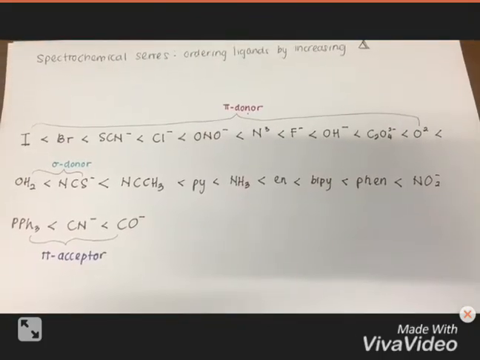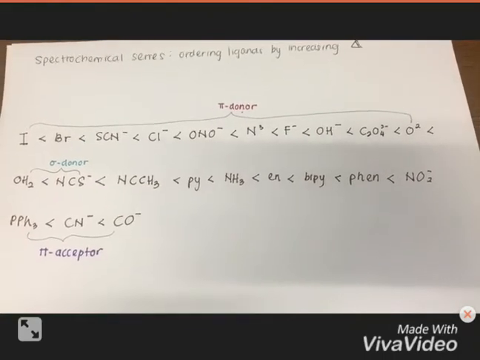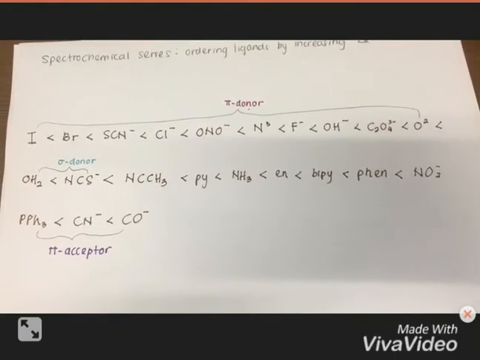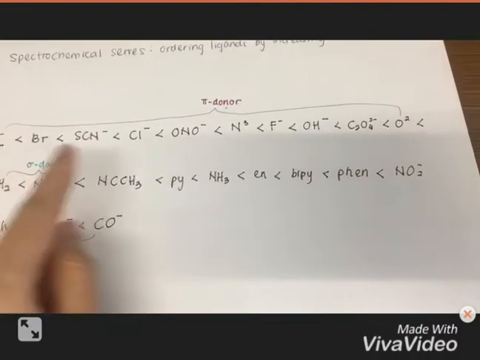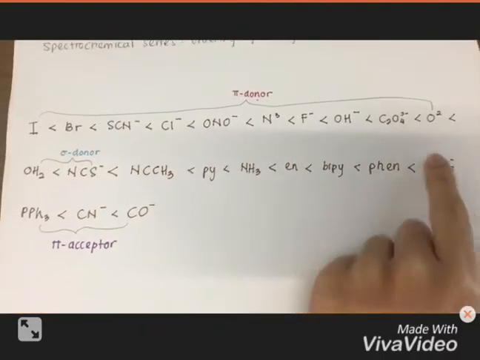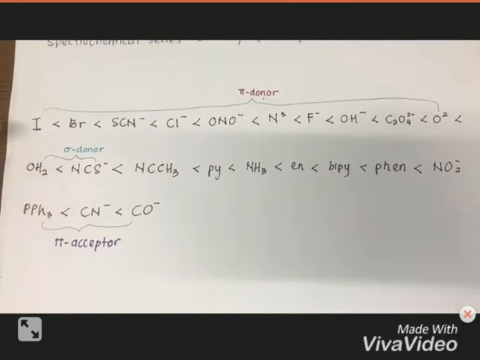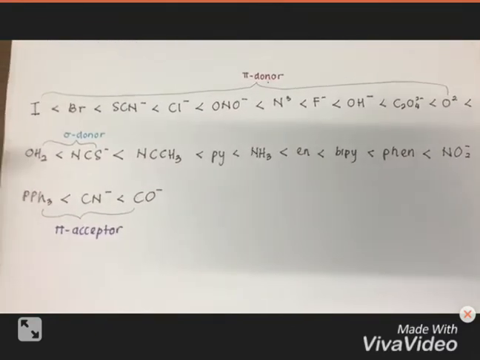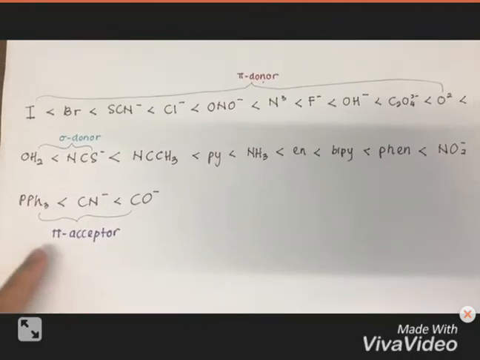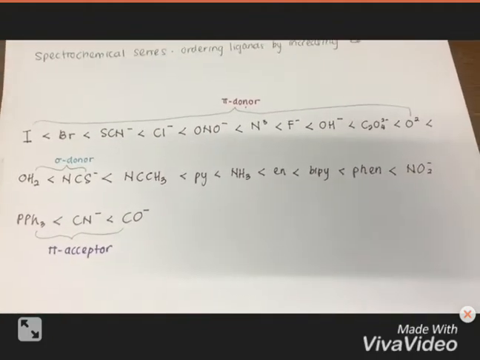These are the spectrochemical series. As we can see, the pi donors range from the iodide to the O2, while the sigma donors are OH2 and NCS. For pi acceptor, these are the ligands.